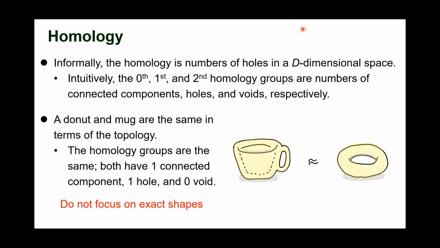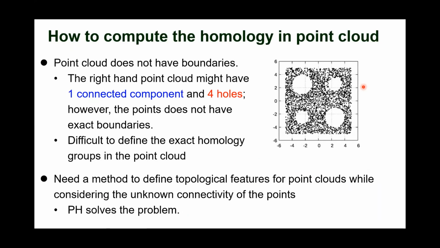In topology, we do not focus on the exact shapes of geometry. However, we have a problem. How can we compute the homology in point clouds? Because point clouds do not have boundaries, it is difficult to define the exact shape. In the right-hand figure, there might be one connected component and four holes. However, we do not have any evidence to determine the numbers. If we could know the boundaries, we could know the connectivity of the points and define the homology. We need a method to compute the homology while considering the unknown connectivity of the points. The persistent homology can solve the problem.